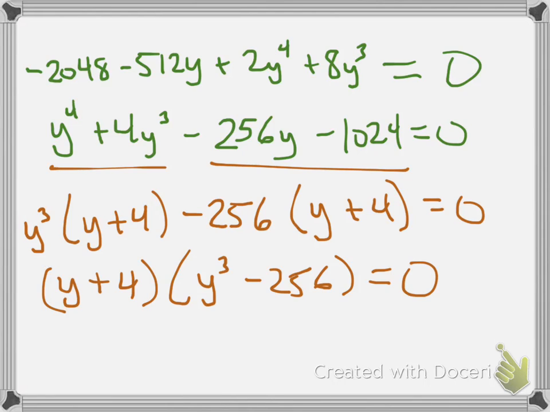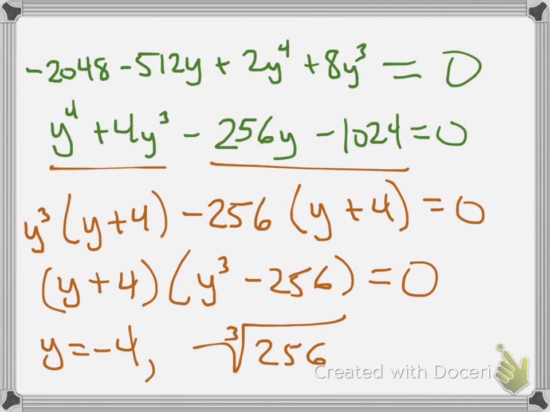And then by our zero product property, we're going to get y is equal to negative 4, which is not possible in our context that we're dealing with now. And then I get the cube root of 256, which I'm trying to think, 256 cube root. I don't think that works out to be a very nice number anyway.